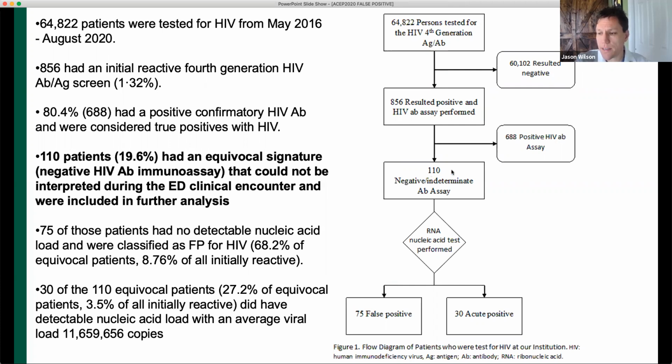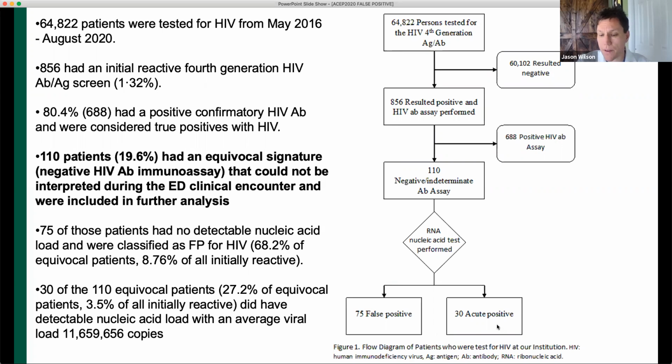So of these 110 indeterminate patients, these equivocals, 75 became false positives. They had no RNA detectable, but 30 were acutes. So for purposes of this paper, let's drill down into this just a little bit and see if there was anything different clinically about these two groups of patients that could help us at bedside to sort of predict the probability as to whether the patient was an acute positive or a false positive.